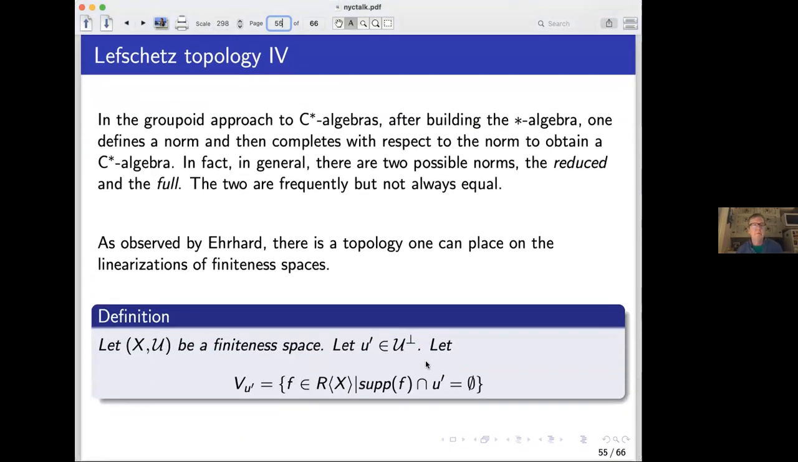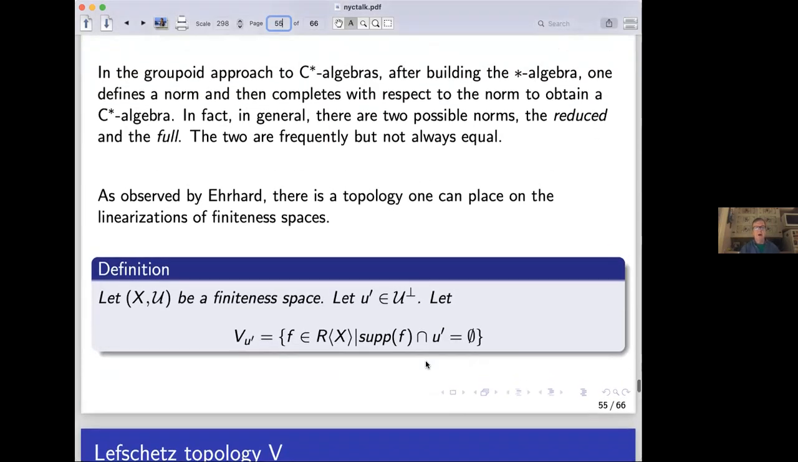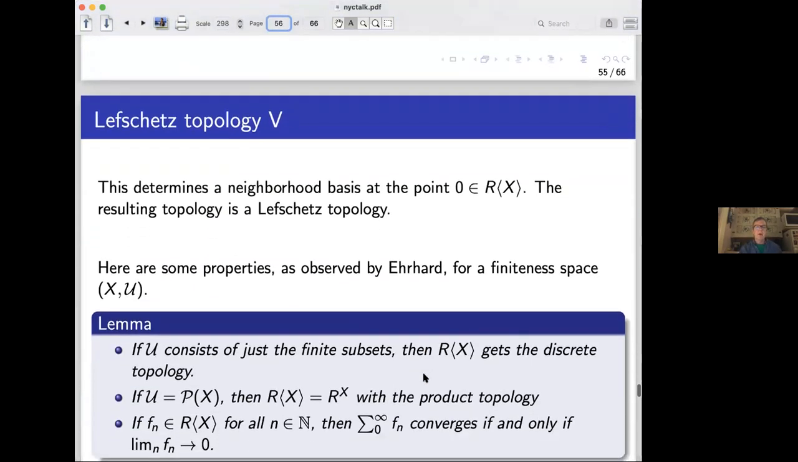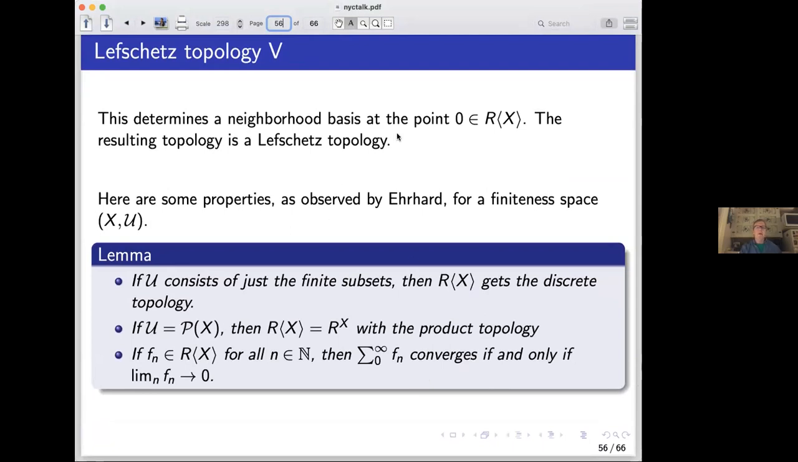And so here's what I'll finish up with. Our rings that we built using finiteness spaces can all canonically be topologized with a Lefschetz topology. Here's the definition, and it's not very edifying to look at. I wish I had some intuitive way of helping you think about what this is, but this works. And it does, in fact, give you a Lefschetz topology on the ring. And this determines a neighborhood basis at the point R of X, and the topology is a Lefschetz topology.